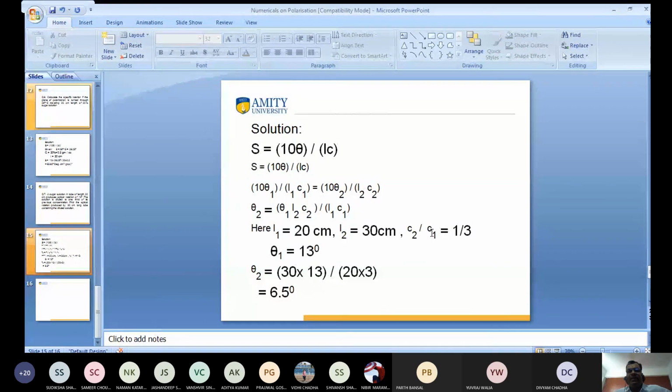Very good. 6.5 degree. How many students answered this question? Who has given the answer to this question? Divyam. Very good. Yuvraj, what is the answer? Sir, 6.5. Very good.